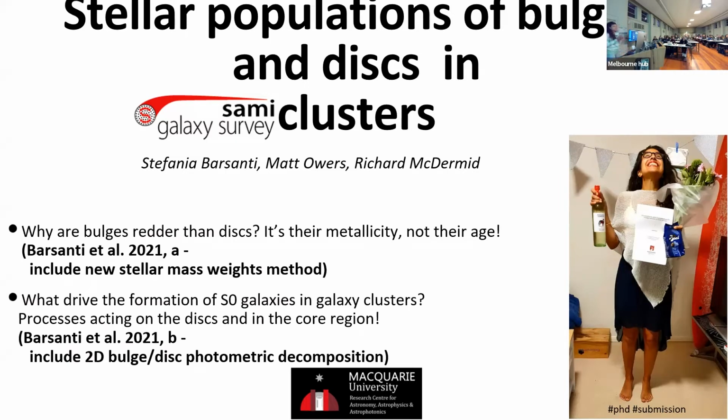And so there are two questions that we wanted to address. One was why are bulges redder than disks, and we found that it's due to their enhanced metallicity compared to a difference in age. And the other question was related to the formation of S0 galaxies in the clusters. And we found that it's the processes that act within the central region of the clusters and that act on the disks that are mainly responsible for the formation of these galaxies. So this is all my PhD work in one slide.